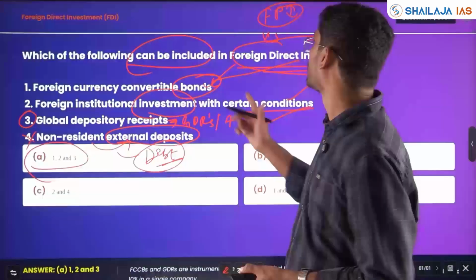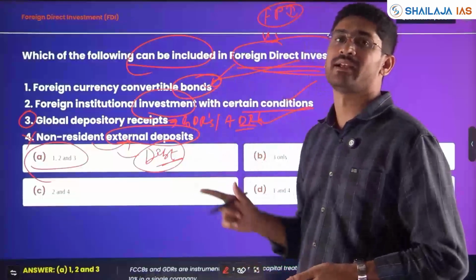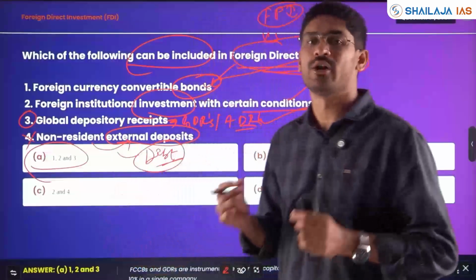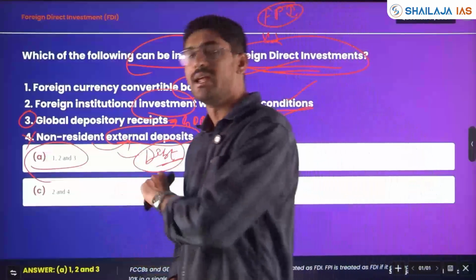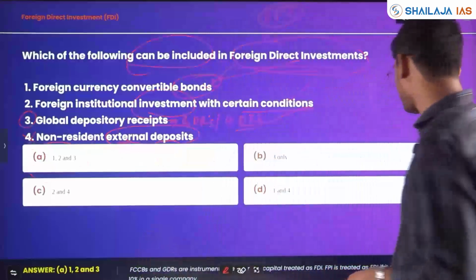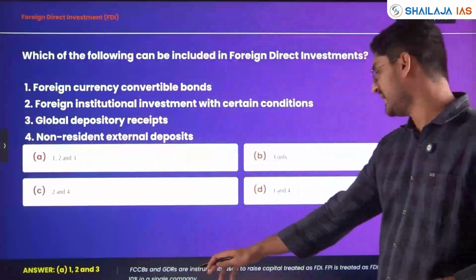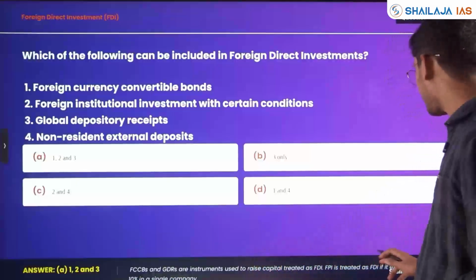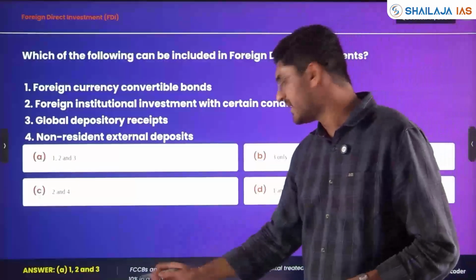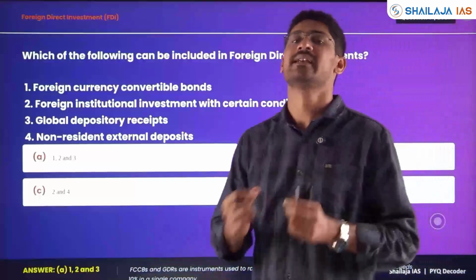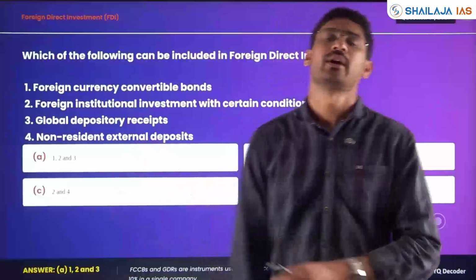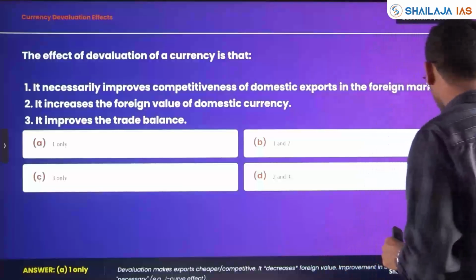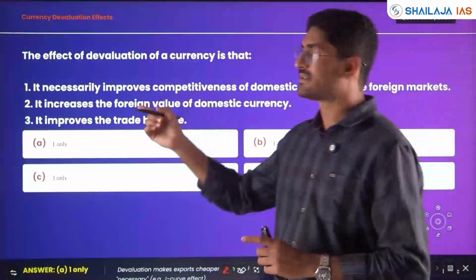You need to have clarity of the concepts. What are FDIs? What are FPIs? How much percentage of share, if they are investing, comes under FDI? All the definitions, all the clauses should be clear with respect to this. So FCCBs, GDRs, or instruments used to raise capital are treated as FDI. FPI is treated as FDI if it exceeds 10% investment in a single company, then it will be considered as foreign direct investment.